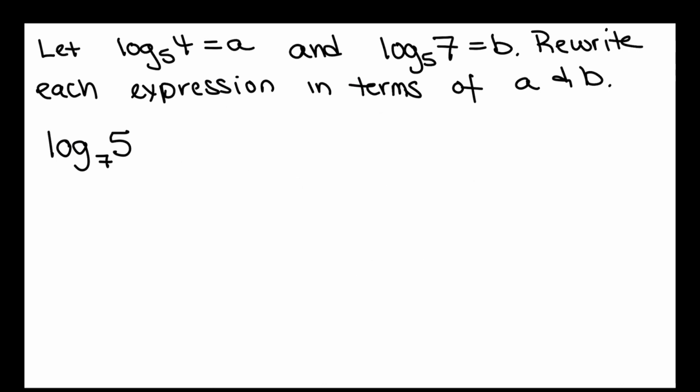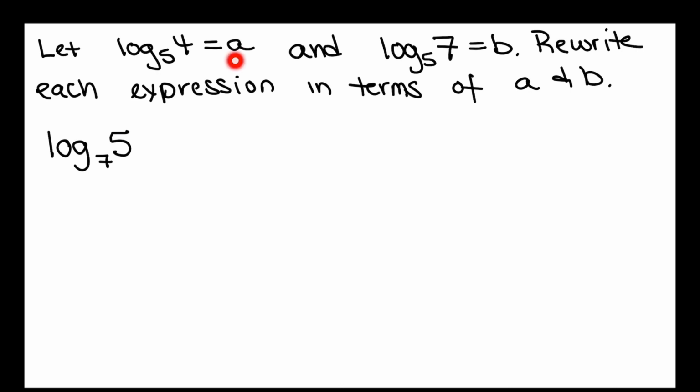Let's do a couple more examples that involve all of our different properties. Let's let log base 5 of 4 equal a, and log base 5 of 7 equals b. Can we use our properties of logs to rewrite each expression in terms of a and b? So basically, I want to somehow take my expression, and the first one we'll do is log base 7 of 5, and I want to rewrite it so it has either log base 5 of 4, log base 5 of 7, or something else that I could potentially evaluate.